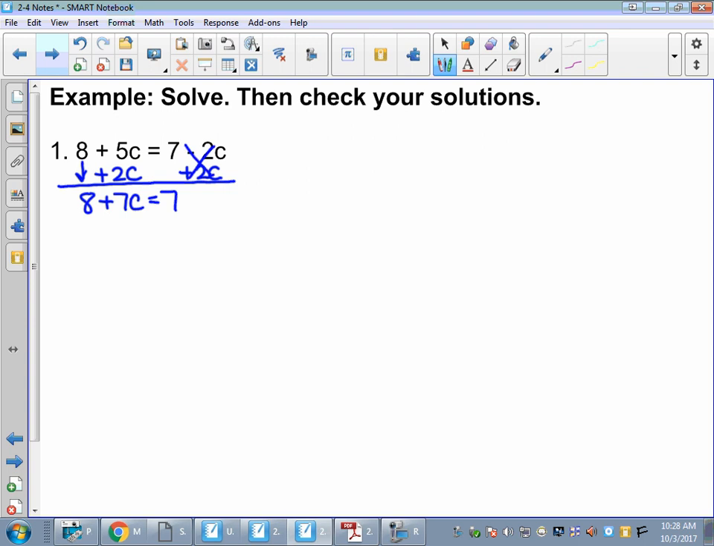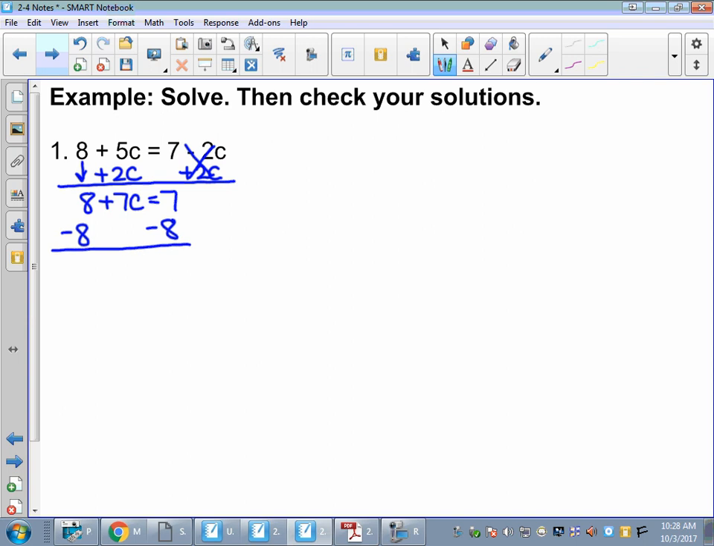So I write this from left to right. Now I have my variable. It's being multiplied by 7 and adding 8. We're right back to where we were before, multi-step equations. I'm going to subtract 8 from both sides. I'm going to show all my work nice and neat.